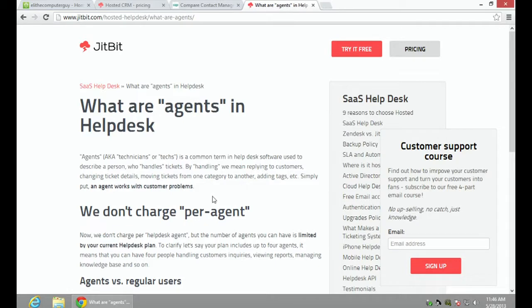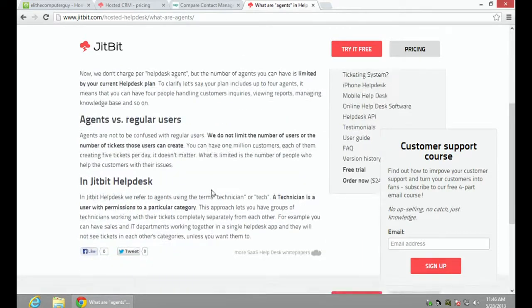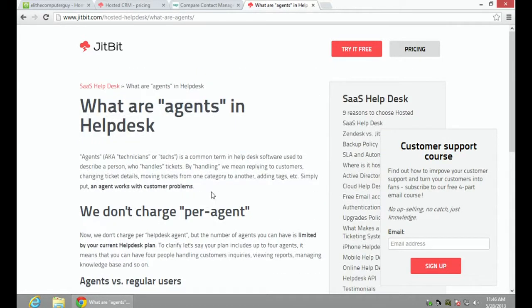I think they mean concurrent session, but I'm not going to bet $100 on that. So again, this is one of those things that you really have to look at. You really have to know what the hell it is you're buying.